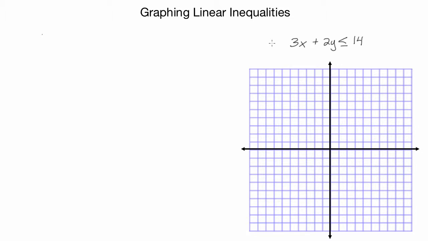This is our second example, so I want to do a couple things different, but we're still going to get into how we represent all the ordered pairs, all the x and y values that I can put in that make this inequality true. So here we've got 3 times some number x plus 2 times some number y together have to be less than or equal to 14. We're going to graph all the possible ordered pairs on the coordinate plane to show the ones that work. Okay, so here we go.